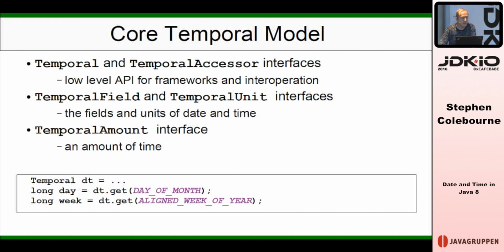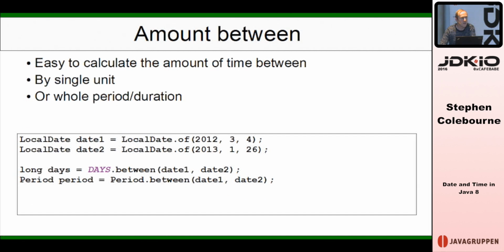Now abstracting, this is where things got complicated when we were developing it. The idea of JSR 310 is that you hold on to the concrete classes. So all those classes we've talked about up till now, like local date, local time, the concrete classes, those are what you should be referring to. Only low-level APIs like frameworks and interoperation code, that's the sort of stuff that might need this interface-based API. Temporal and temporal accessor allow you to get at date and time stuff, with temporal field and temporal unit being the fields and the unit parts. Duration and period both implement temporal amount. But yeah, in general, you won't need to use these interfaces.